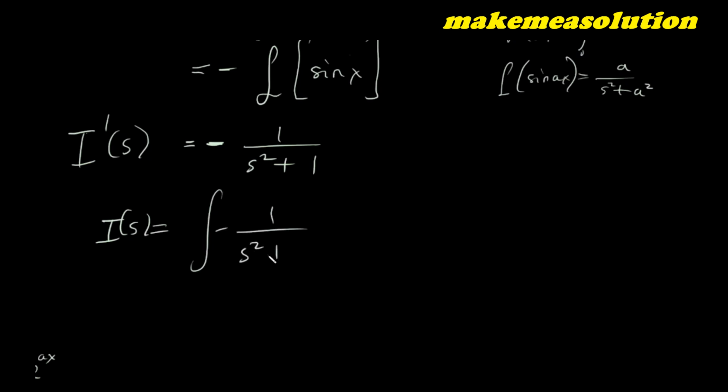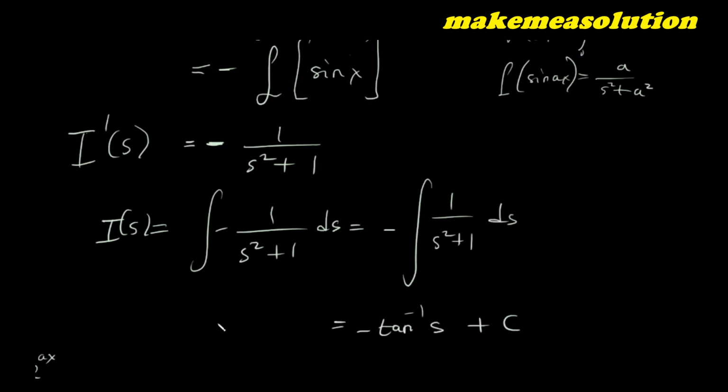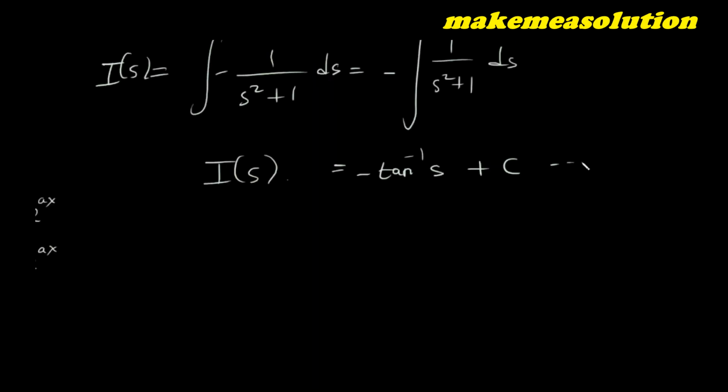1 over s squared plus 1 ds, which is minus the integral of 1 over s squared plus 1 ds. And this gives me minus tan inverse of s plus c. So this is my I of s. So we've gotten an expression for I of s.